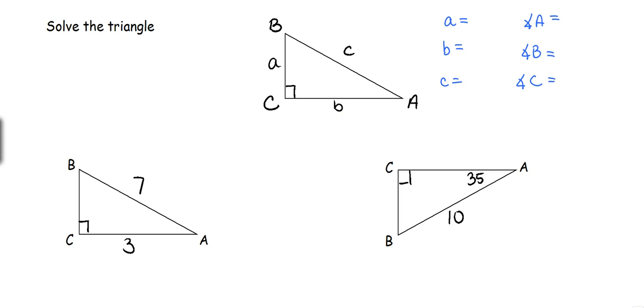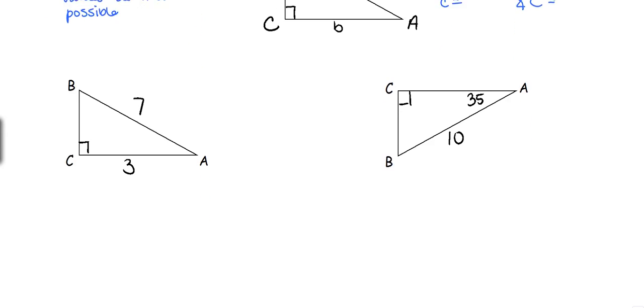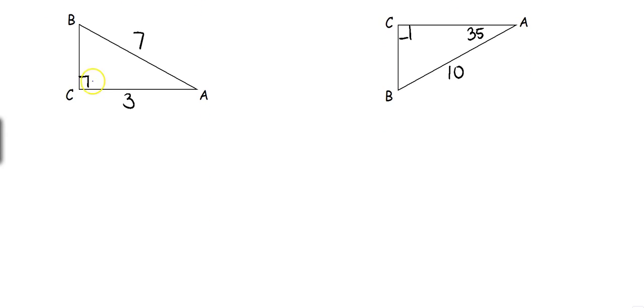When you are doing this, you always want to use exact values or given values as much as possible. If you use rounded values, your answers are going to be off. So when we look at our first example, we are given our right angle. We have side B is 3, side C is 7, and we want to find all of our other missing information.